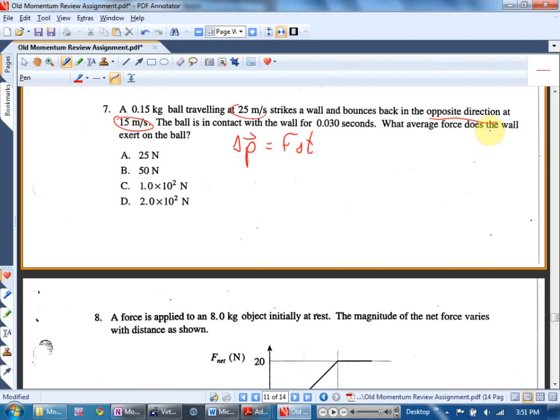What would require a bigger change in momentum? If this was flat and just came to a stop, or if this was all pumped up and bounced back up, what requires a bigger change in momentum?